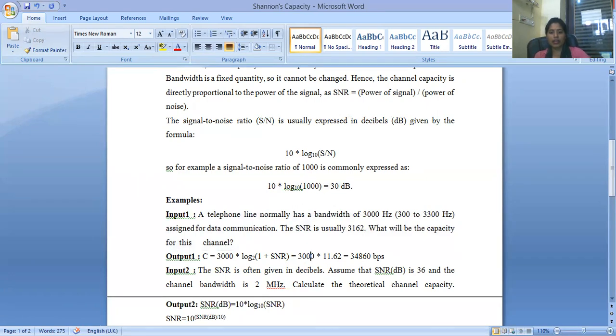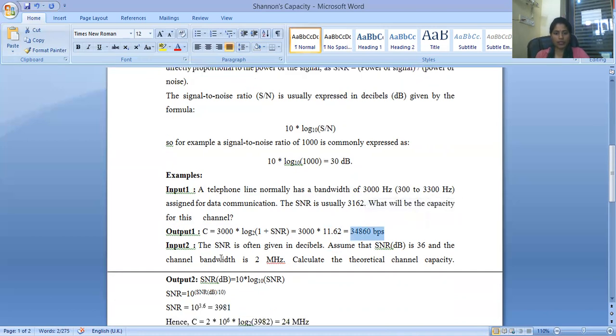3162, and here you can calculate it with the log 2, and it comes out to 11.62, and this is the bits per pixel, clear? Bits per pixel.